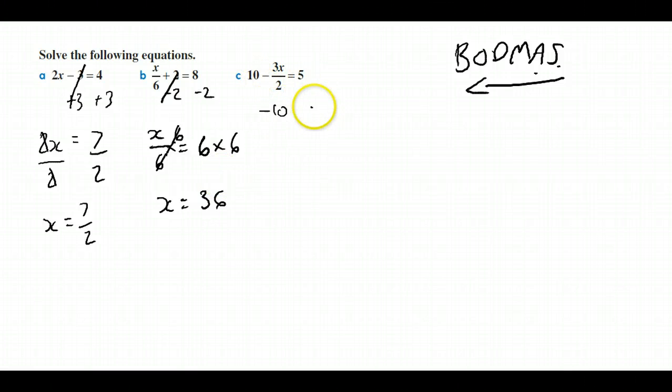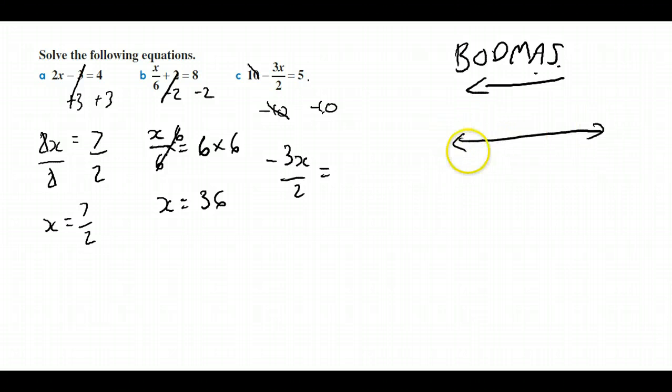Okay, for this one, let's get rid of the 10 first. So minus 10 on both sides. That's cancelled out. Minus 3x over 2 equals 5 minus 10. If I had a number line, here's 0 and here's 5, and then I go minus 10, that's going backwards, and minus 10 is going to take me 5, and then another 5, I'm going to end up at negative 5.